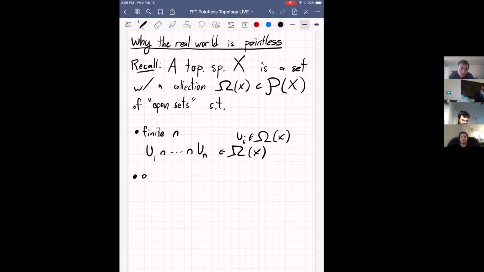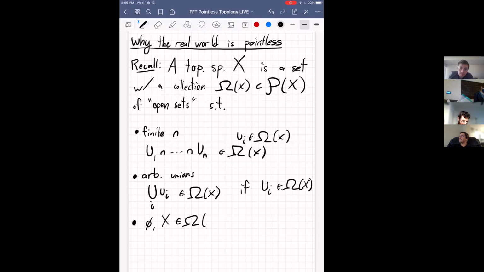There's the axiom of arbitrary unions, which is very similar, except instead of finite, we're going to have arbitrary. So I'll just write that down. This is going to be in omega of X if all of the Ui are in omega X. And then finally, the last axiom is that the empty set and the entire set are in our set omega X. So we just defined a topological space, and omega X is called the topology.